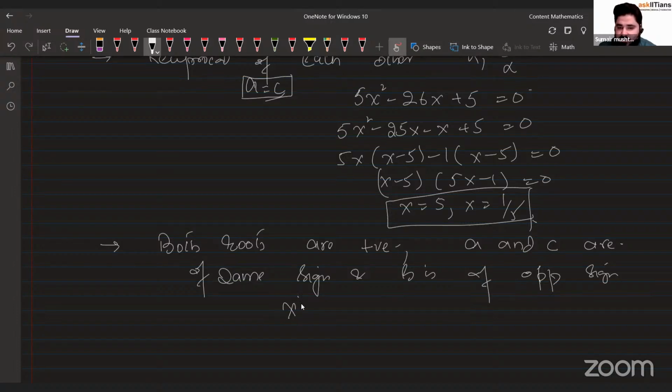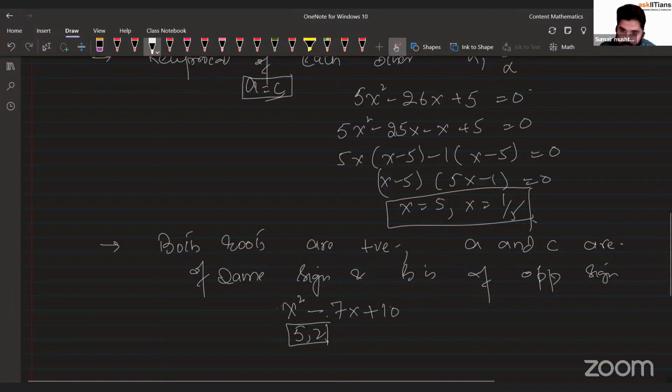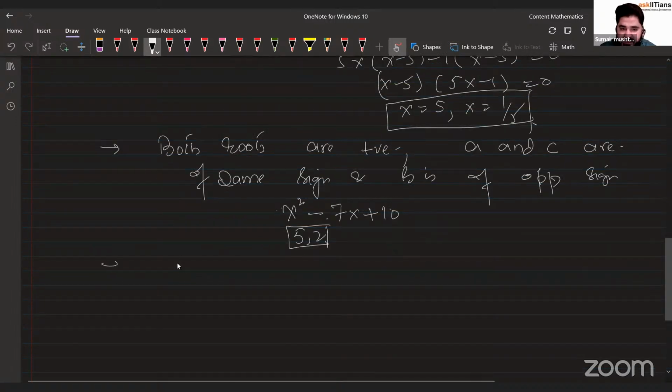Example, you have x square minus 7x plus 10. What is the sign of A? That's positive. What's the sign of C? That's positive. Both are positive. B is negative. You can see its roots are 5 and 2. Both are positive. Simple. Clear? This is one thing.